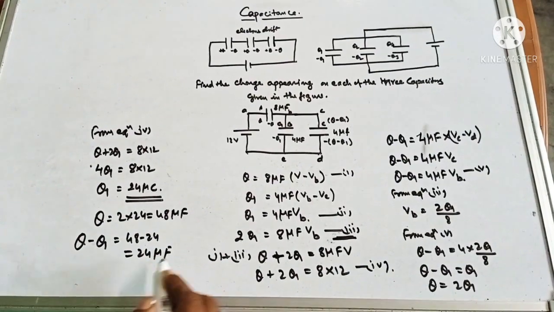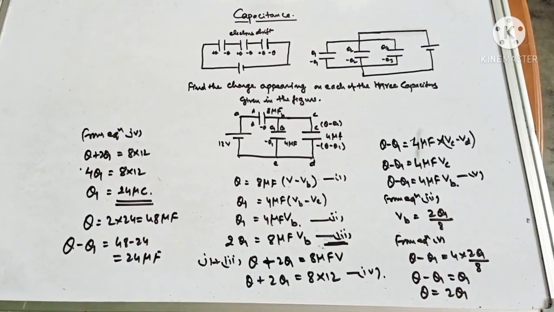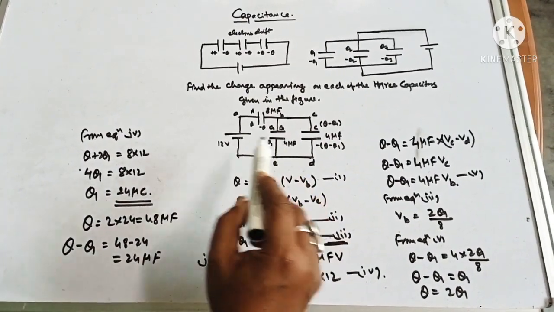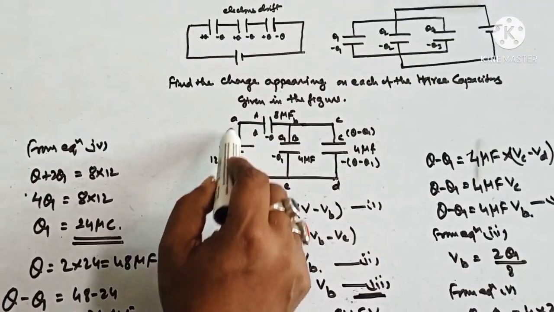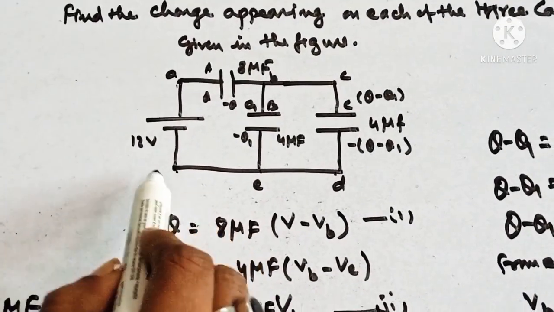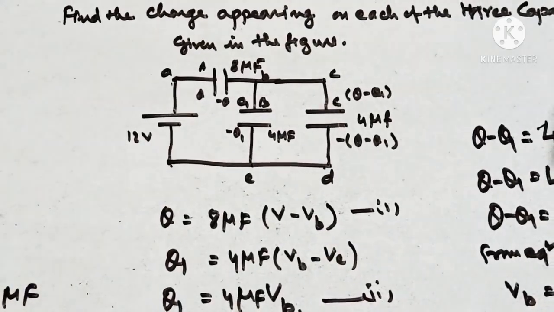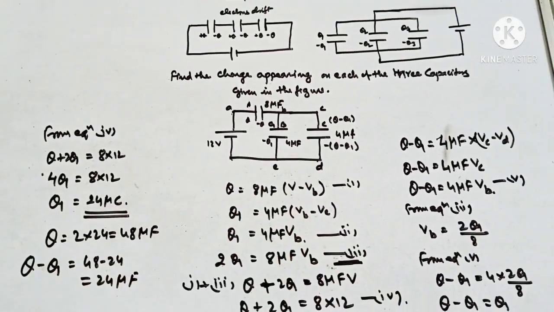This is the charge in each capacitor which I have calculated for you. Here I have considered this as V, that is 12 volt, and this as zero potential. So this is the value of charges in each capacitor.